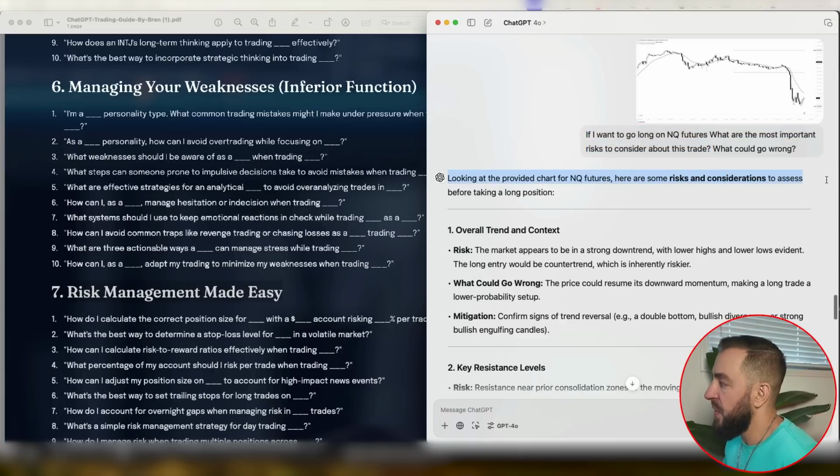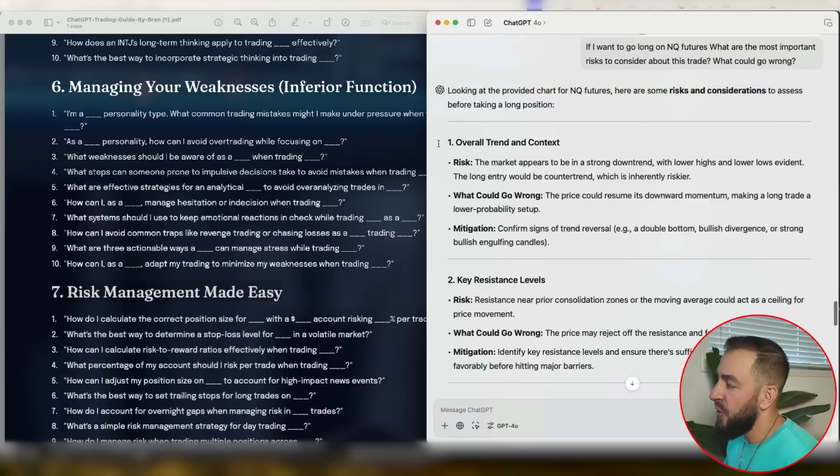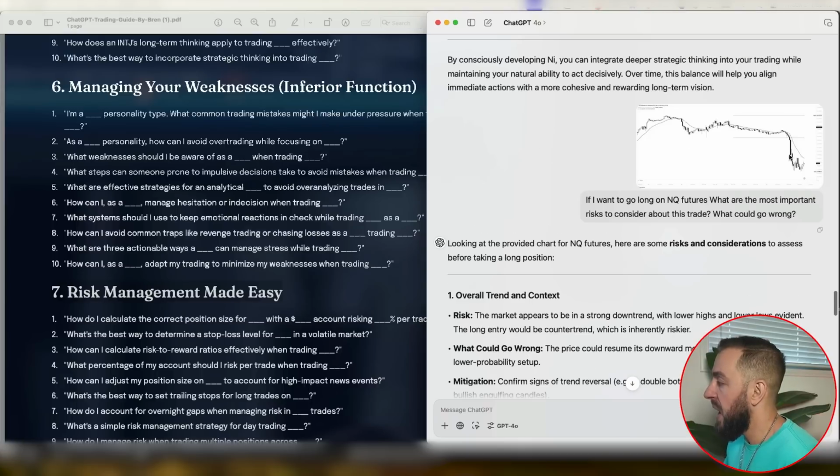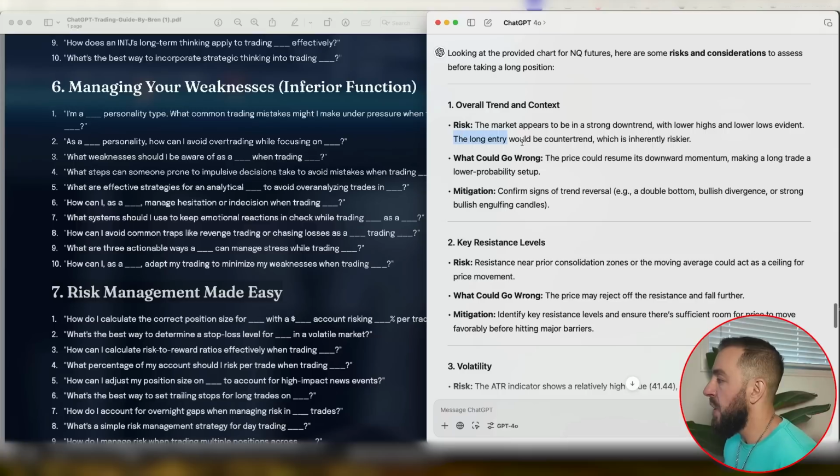Looking at the provided chart for NQ futures, here are some risks and considerations to assess before taking a long position. 1, the overall trend and context. The market appears to be in a strong downtrend with lower highs and lower lows. The long entry would be counter trend, which is inherently riskier. What could go wrong? The price could resume its downward momentum, making a long trade a lower probability setup. Mitigation: confirm signs of trend reversal.